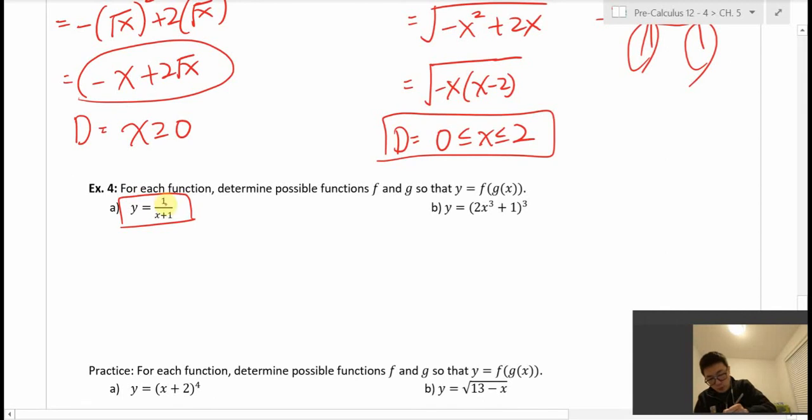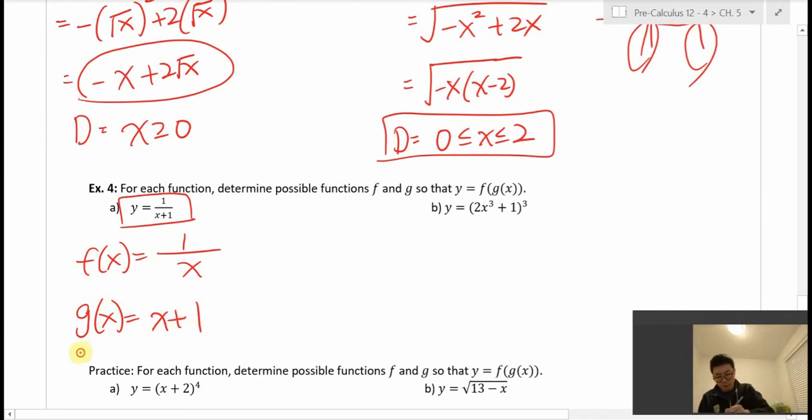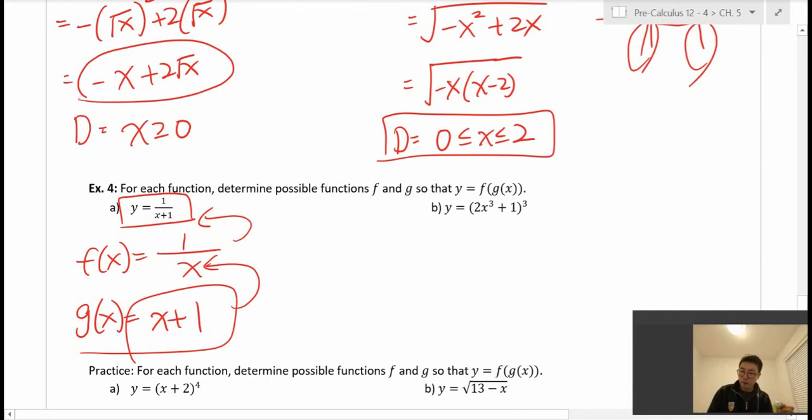Okay, so what you need to do is think about what the overall structure is, because that's the outside function. The overall structure is actually 1 over x. It's 1 over something. So that's the overall structure. And the inside function is going to be x plus 1. So if you put this in here, you get that. So that's the overall structure, 1 over x. g of x, that's the detail, I suppose. That's the inside function. Okay?